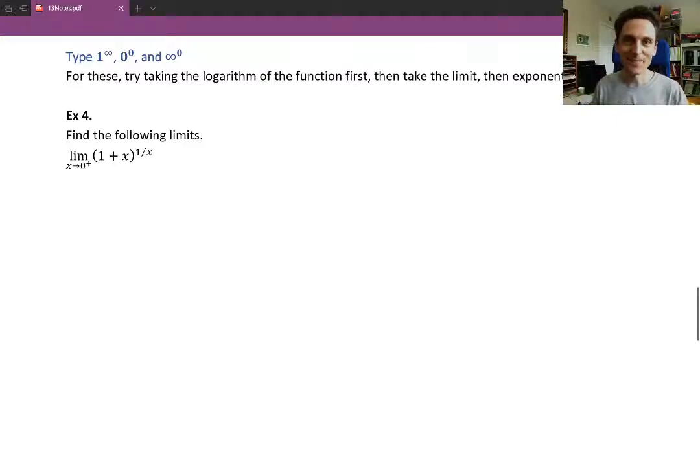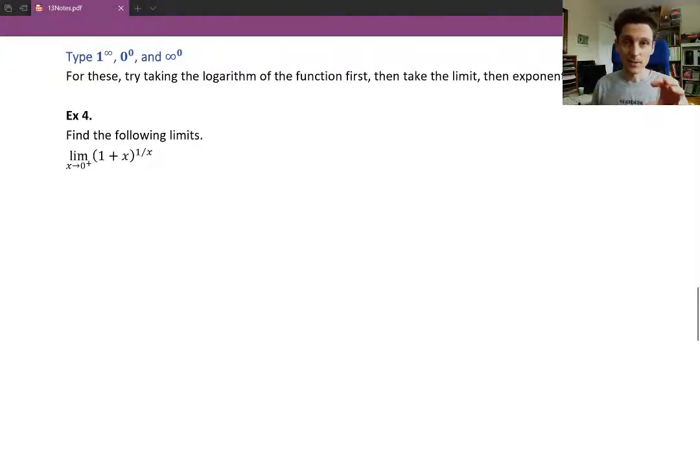Hello and welcome back. In this video we're going to look at three more indeterminate forms: 1 to the infinity, 0 to the 0, and infinity to the 0. Now you may think, 1 to the infinity, how is that indeterminate? 1 to any power is still 1.